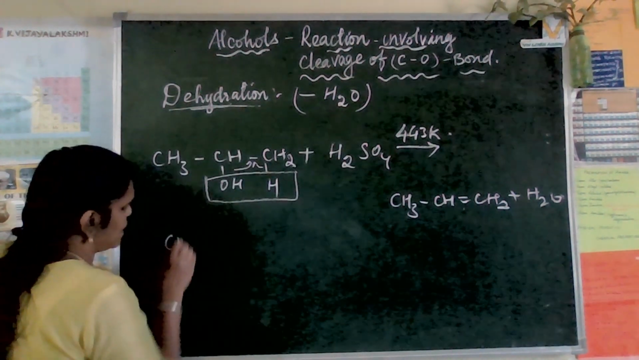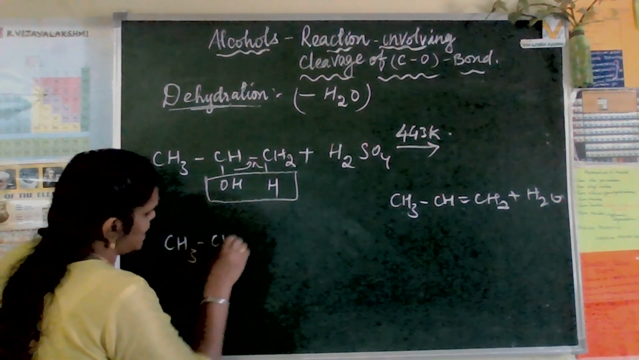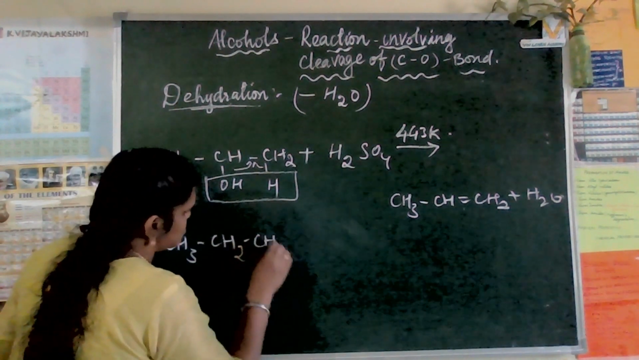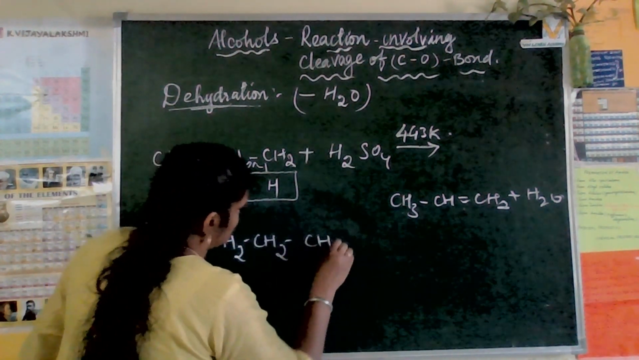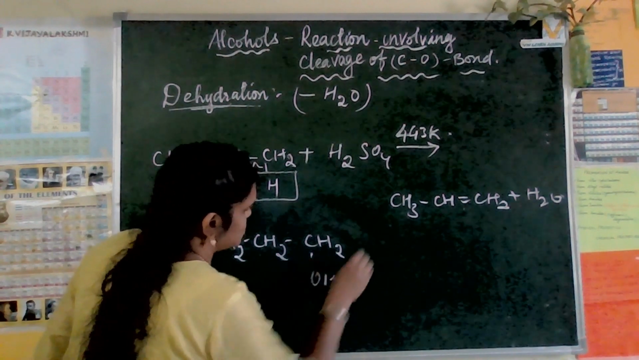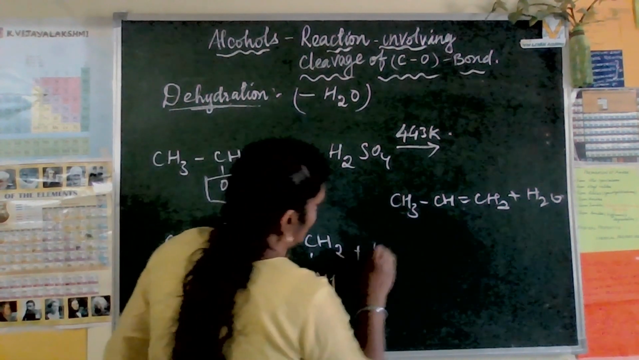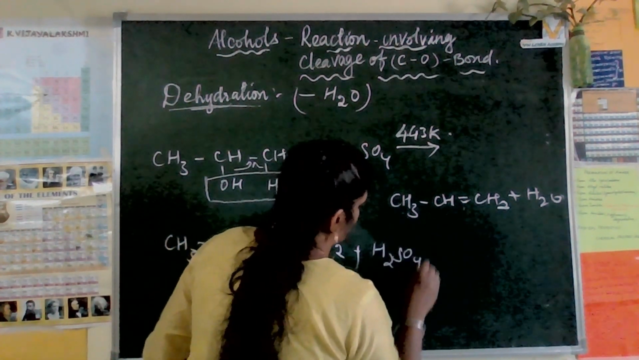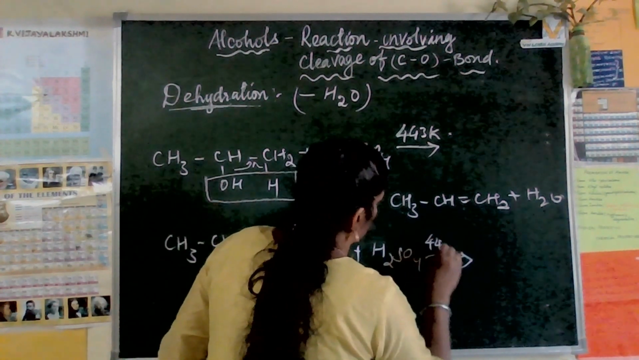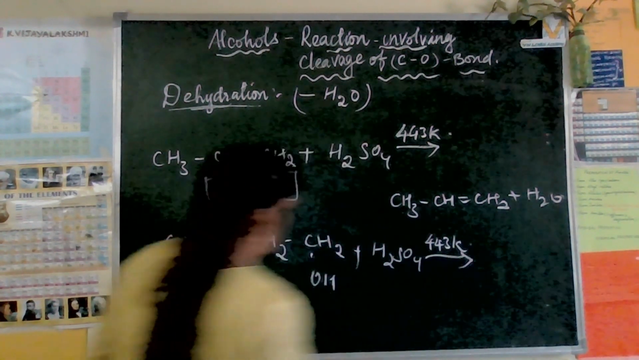Now the same way here, CH3CH2CH2CH2OH. I just put it in this way. Now here H2SO4 at 443 Kelvin. Now what is the product?